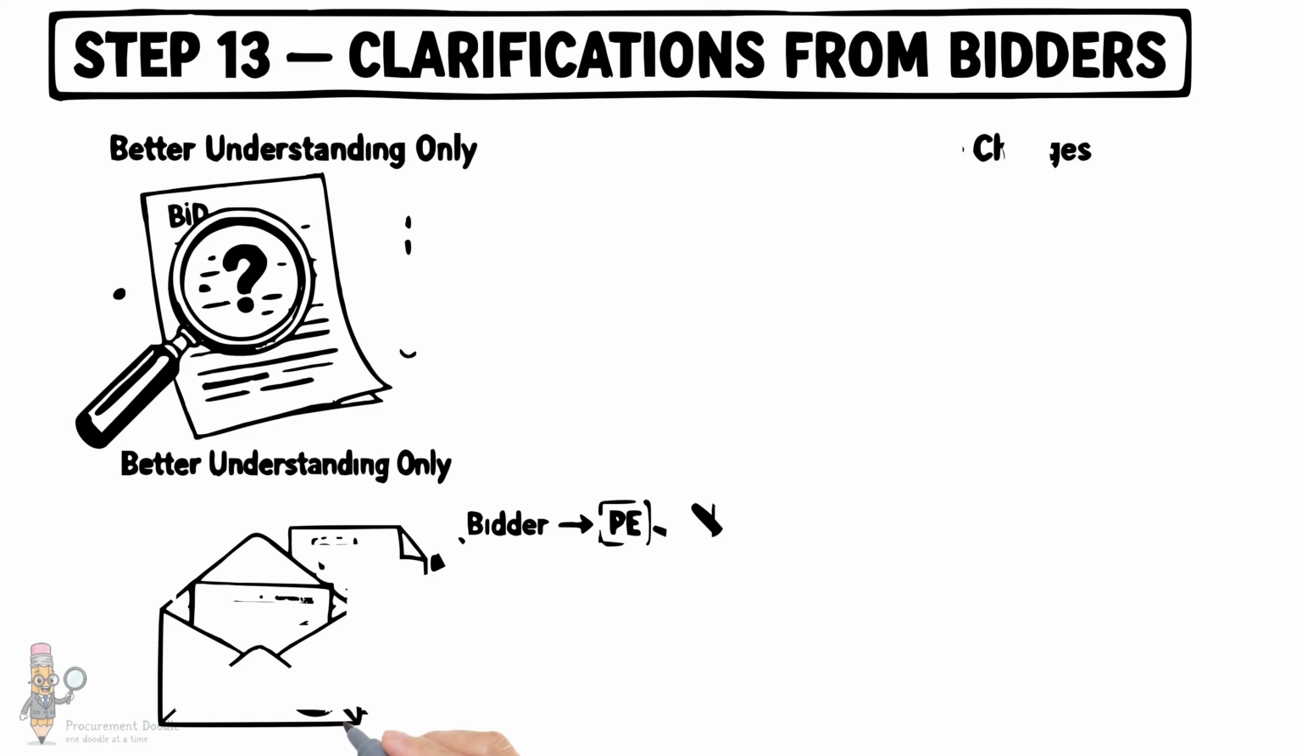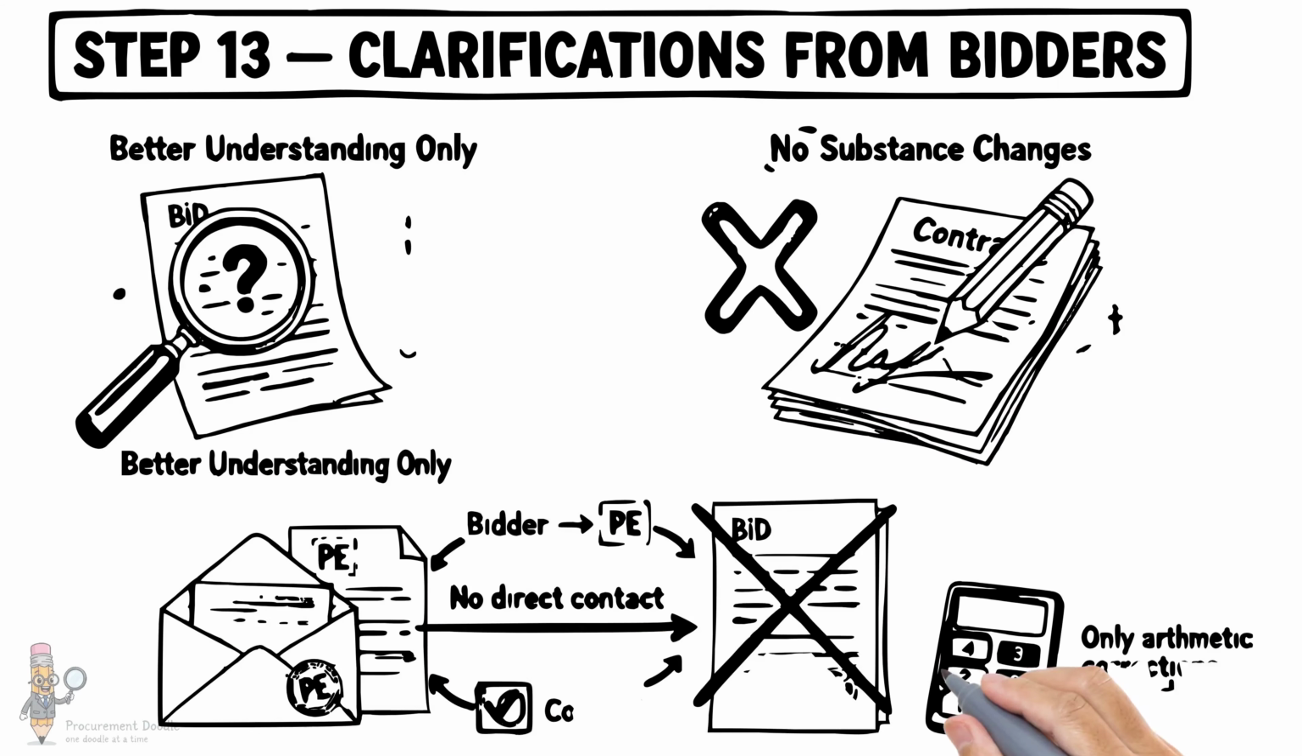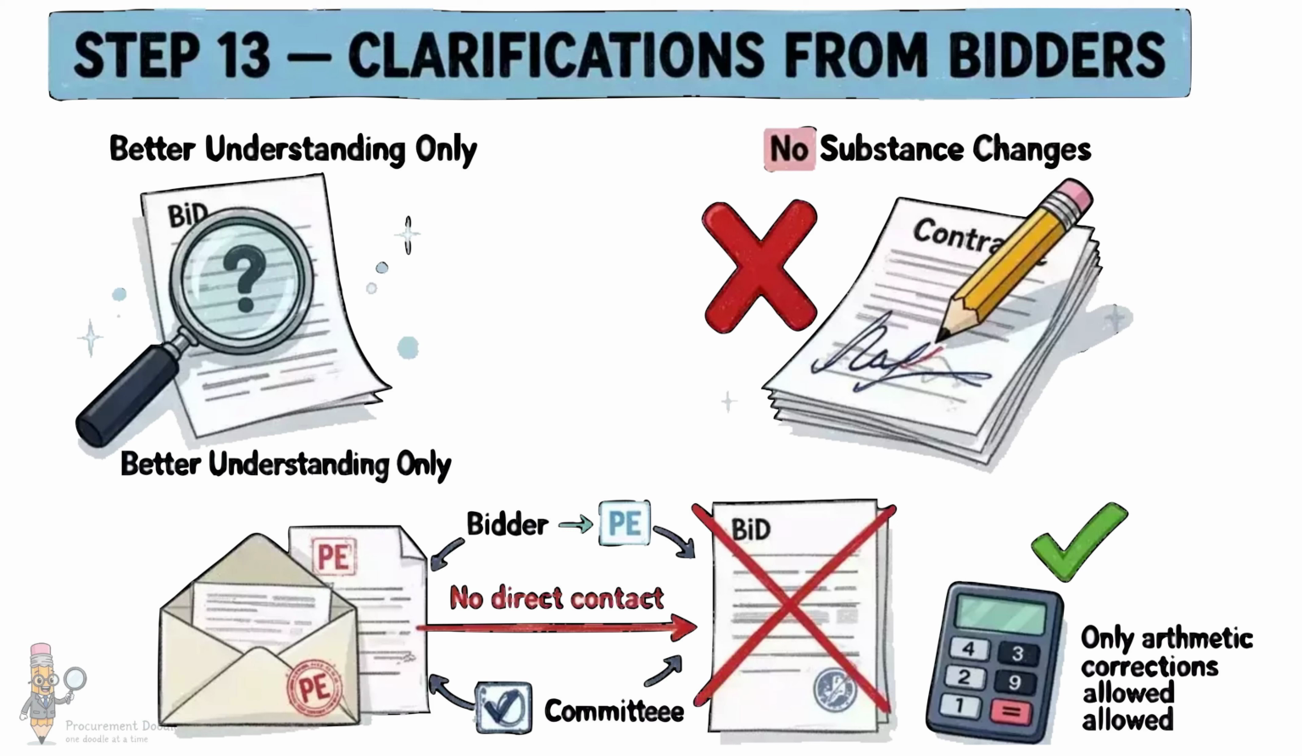Stay tuned. Step 13 allows the committee to seek clarifications from bidders, strictly for better understanding, not to change the bid's substance. No changes to price are permitted except arithmetic corrections. All communication must be in writing through the procuring entity. The bid evaluation committee cannot contact bidders directly.